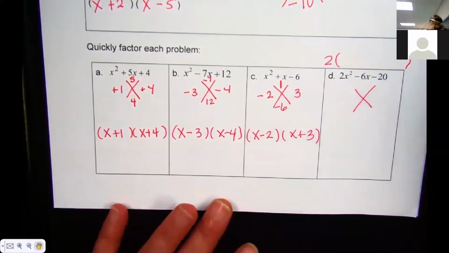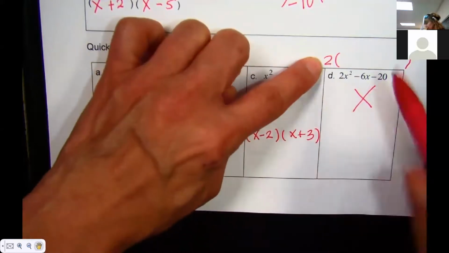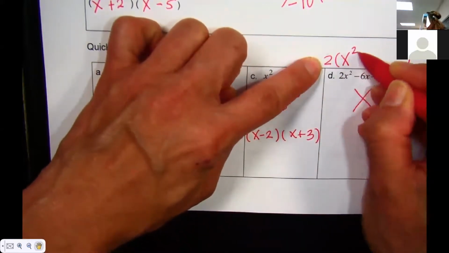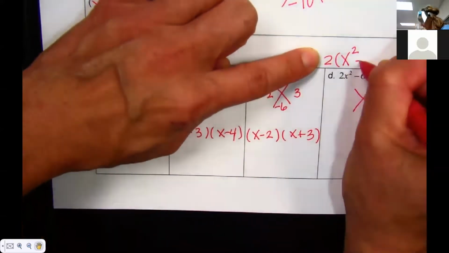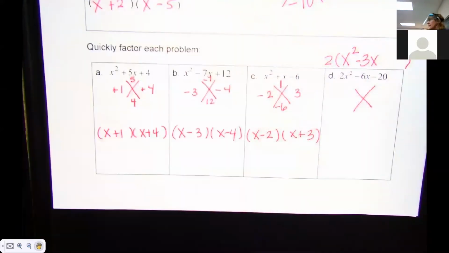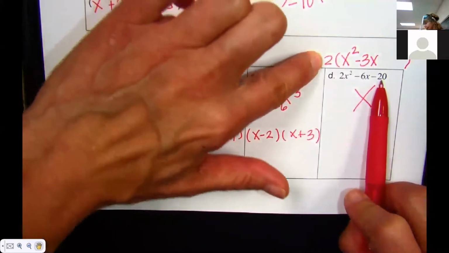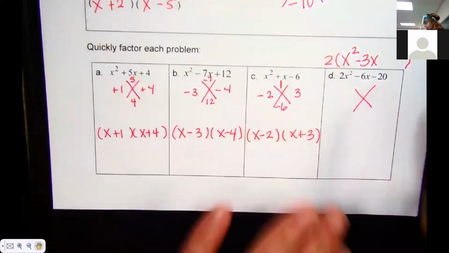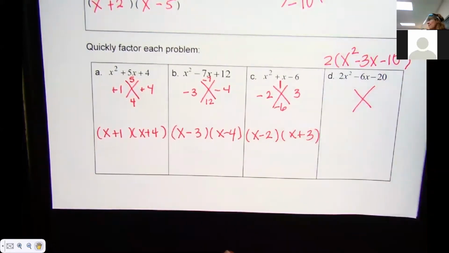Remember, when we factor out a 2, it is division. So 2 divided by 2 is a single x squared. A -6 divided by a +2 is a -3. I'm going to copy that x that was already with it. And a -20 divided by a +2 is a -10. That should look familiar too, because that's that problem.